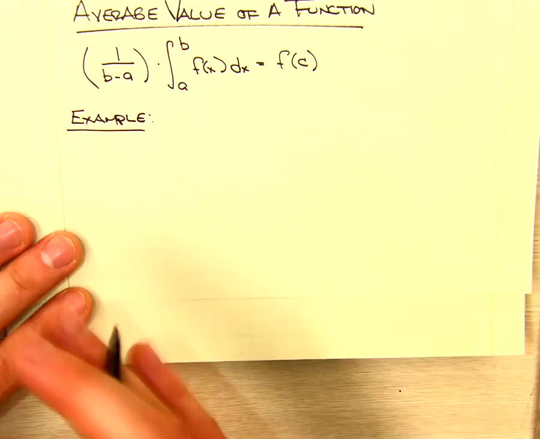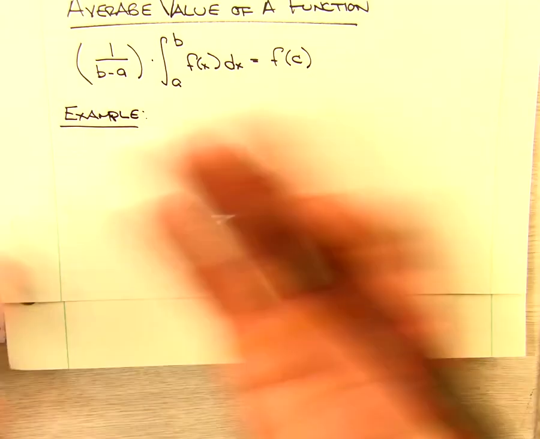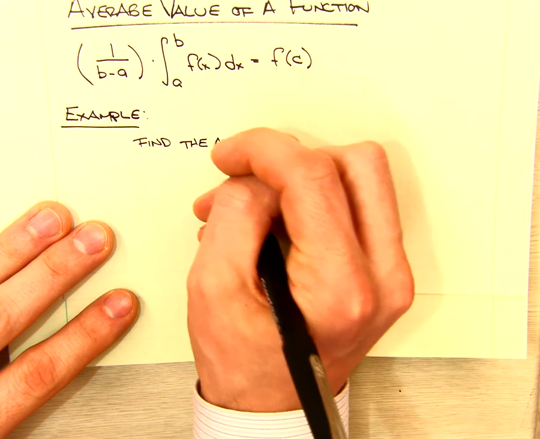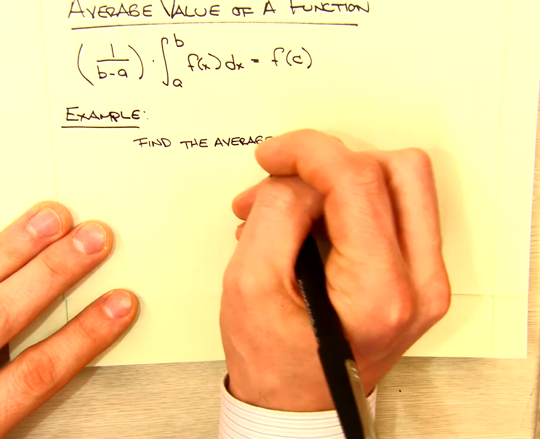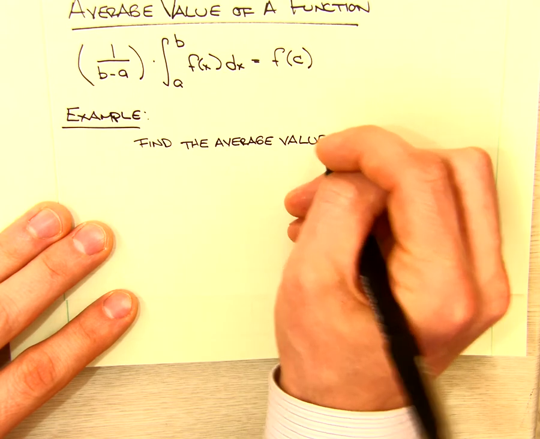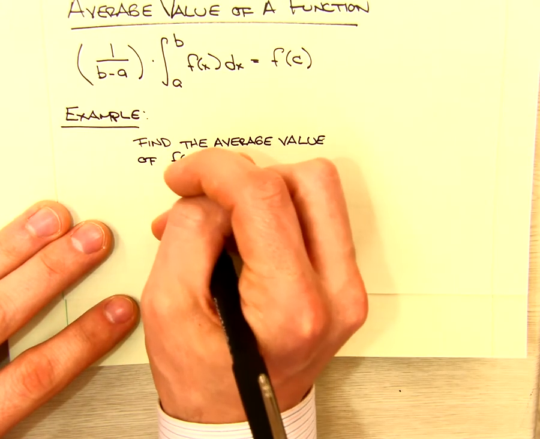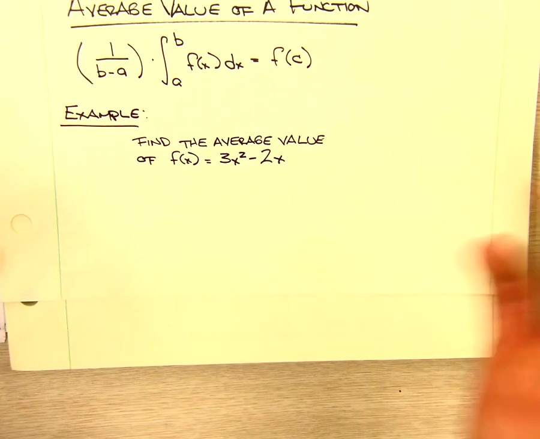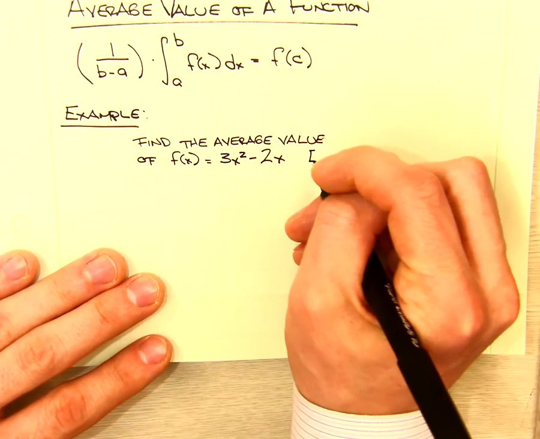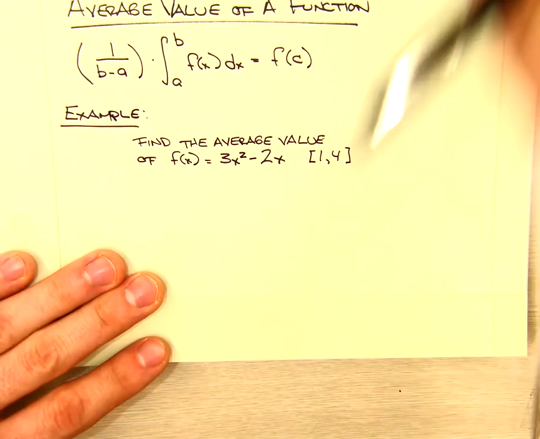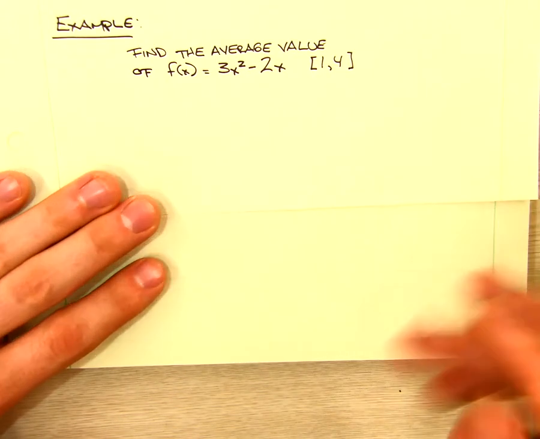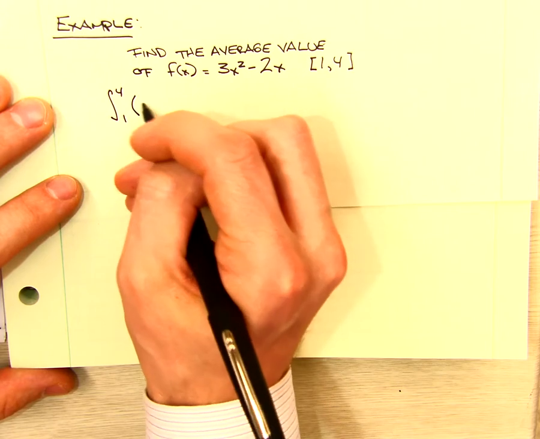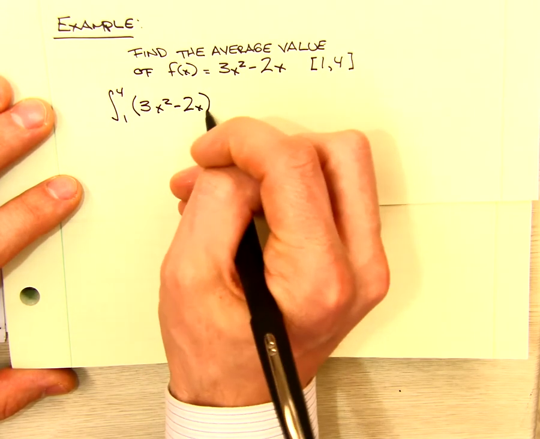So here I'm just going to give you a regular definite integral, and I'm just asking you to find the average value of, in this case, f of x equals 3x squared minus 2x. And of course, because it's a definite integral, you need the interval, over the interval 1 comma 4. Hopefully by now you can quickly jump in and say, one of the things I'm going to be doing is going from 4 to 1 of 3x squared minus 2x dx.